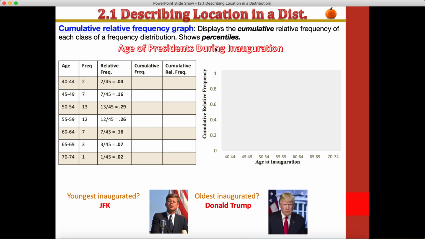But what then if I want to look at the cumulative frequency? Well, you can see already how this is starting to relate to percentiles. Sorry, that's my dogs jingling behind me with their chains and stuff.